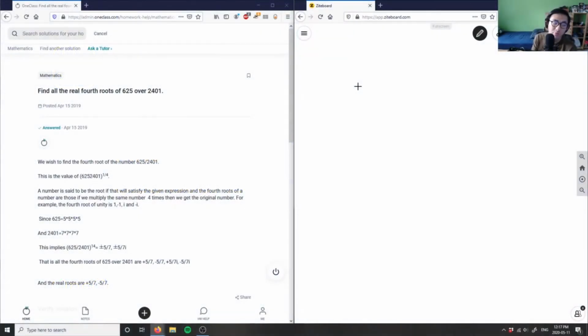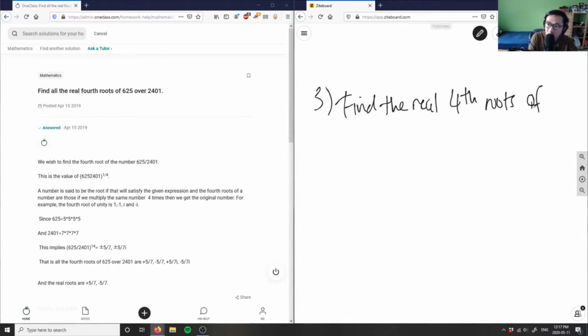Find all the real fourth roots of 625 over 2401. So I want to find the real fourth roots of 625 all over 2,401 here. Okay, so I'm trying to find this value here. I'm trying to find the fourth roots of this guy here.